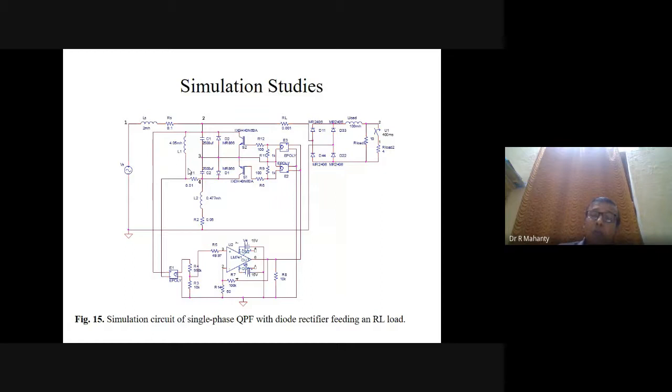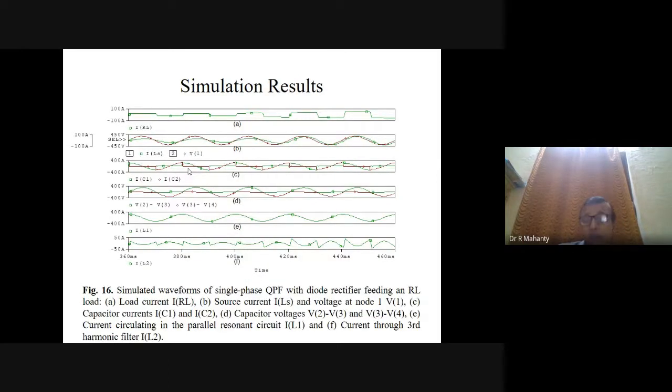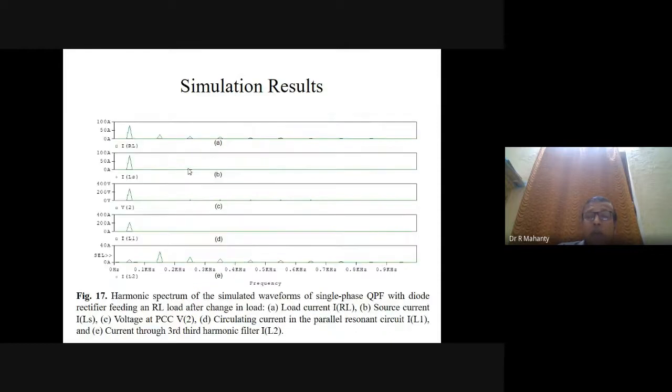This is a practical load, because a diode rectifier with an RC load is not a practical load. In this case the THD will be even lesser than that. In this case also you can see that this is working fine. Here this is IRL, this is ILS, this is V2, this is IL1, and this is IL2. So with RC load and RL load, in both cases, it is working satisfactorily. There is no problem with the quasi-passive filter that has been designed. It is working fine for the diode rectifier feeding RC load and the diode rectifier feeding RL load, perfectly all right in both cases.